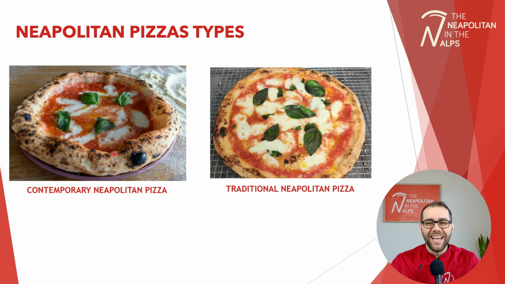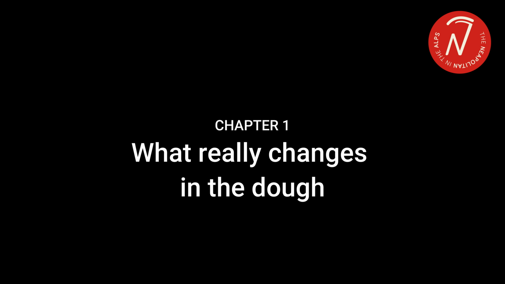Looking at those two pictures, clearly you can see the main difference visually, and that is the size of the crust. The contemporary Neapolitan pizza has a more pronounced crust. The traditional Neapolitan pizza, on the other hand, still has a crust, but it's smaller and less developed.